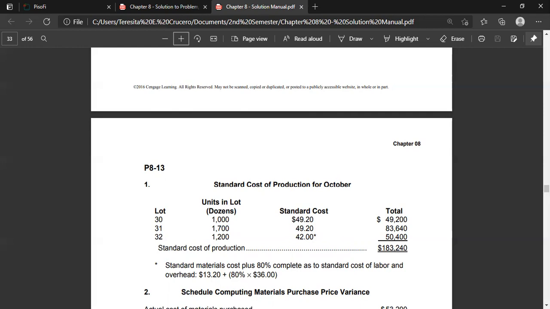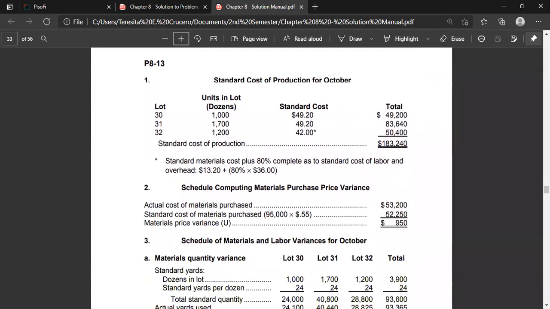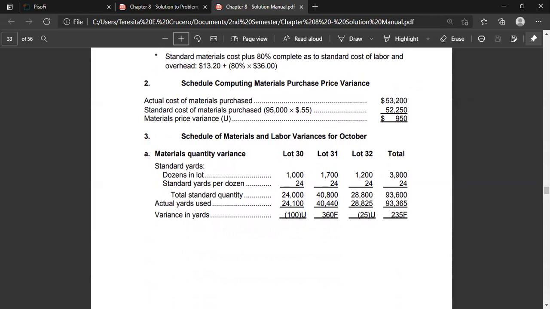So we have now 13.20 as the standard material cost, and then we add 80% of 36. That's the sum of labor and factory overhead. So we now get 80% of 36. So going back, the standard cost of production is equal to 183,240.